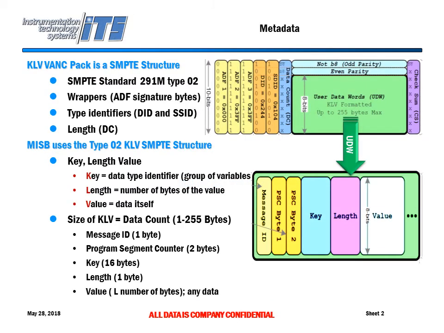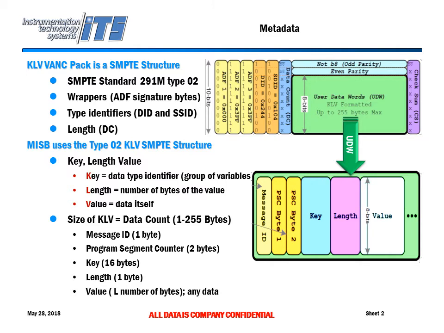What you see here is a SMPTE 291M Type 2 packet. That packet is identified by the DID and SID as a KLV metadata packet. The length of that packet is restricted to the data count, which defines the total length of the user data word, which can be up to 255 bytes.